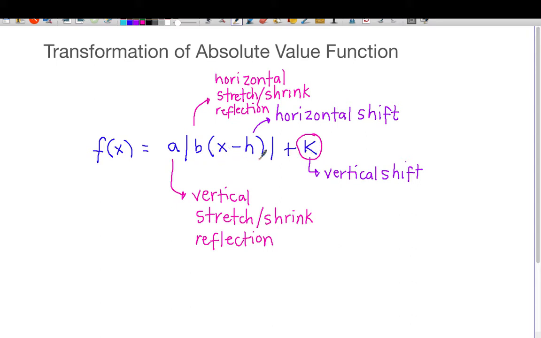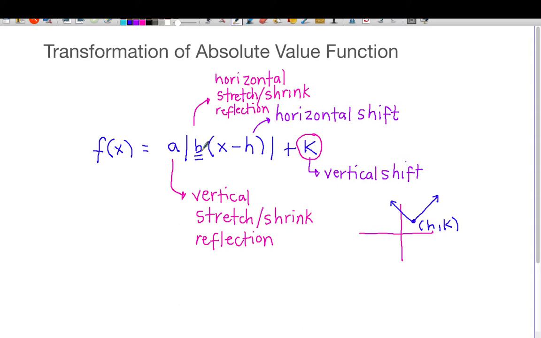And then inside the absolute value symbol, the expression should be in factored form. And this h would represent the horizontal shift. The ordered pair (h, k) would determine the vertex of the absolute value function. So this point has a coordinate of (h, k). Also, please note that the sign here is minus.